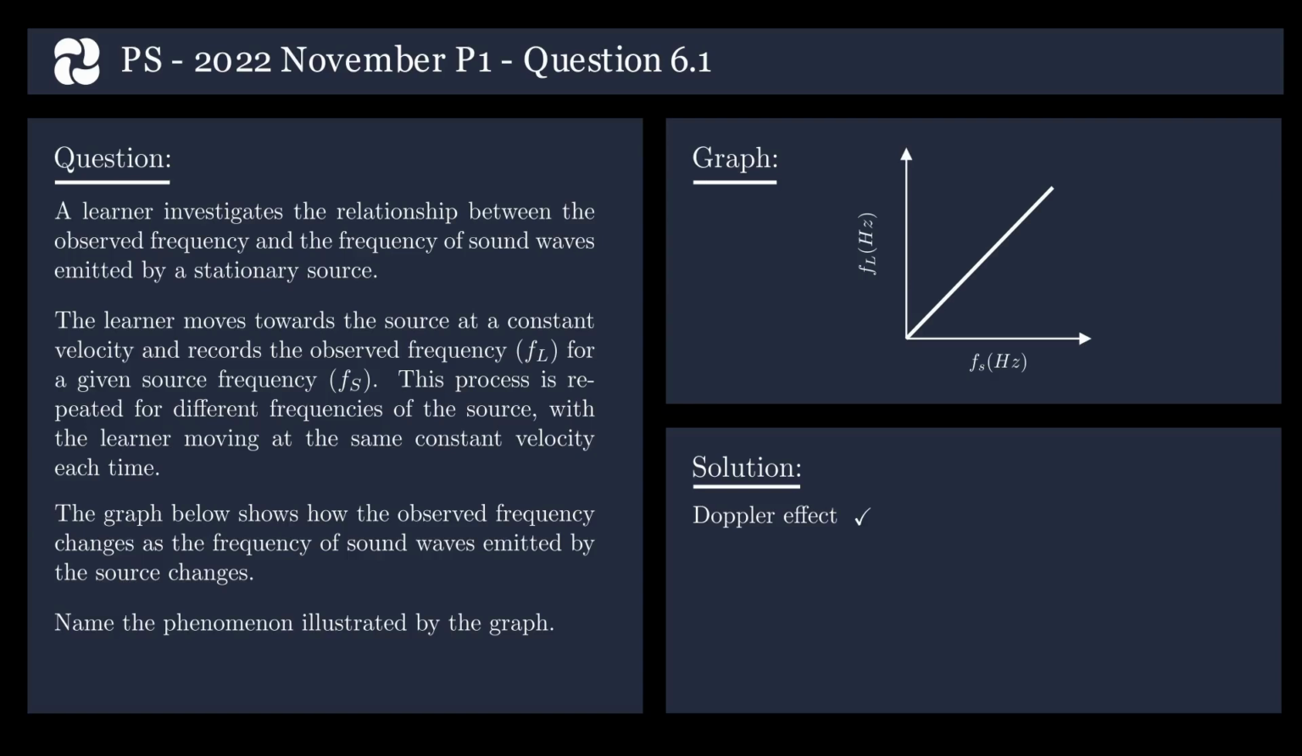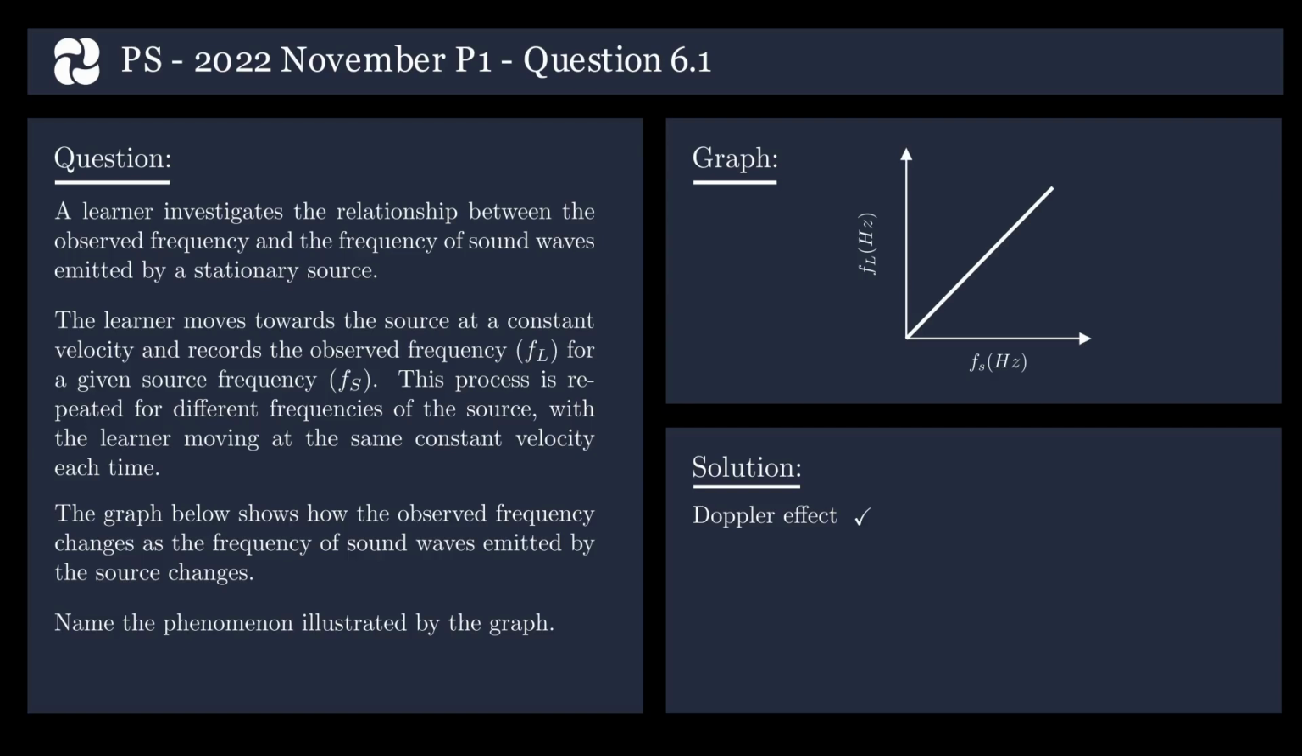According to the graph, the listener's and the source's frequencies are directly proportional. Without specific values displayed on the graph, you might even think they are equal to each other, especially when both the listener and the source are not moving. Doppler effect is the apparent change in the observed frequency due to the relative motion between the source and the listener. The key phrase here is the relative motion.